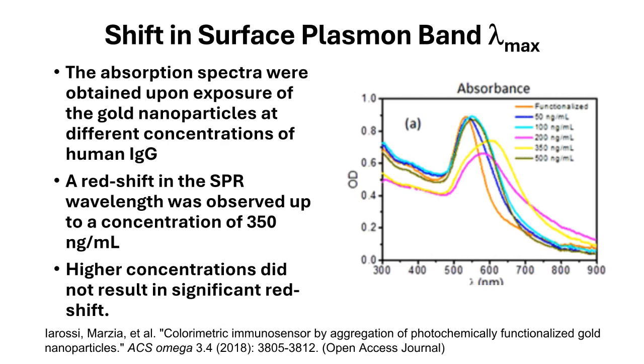It was observed that there was a significant shift in the absorption surface plasmon band when 350 nanograms per milliliter of human IgG protein was added to the gold nanoparticles. It was also observed that at higher concentrations, such as 500 nanograms per milliliter of human IgG, significantly less aggregation was observed.